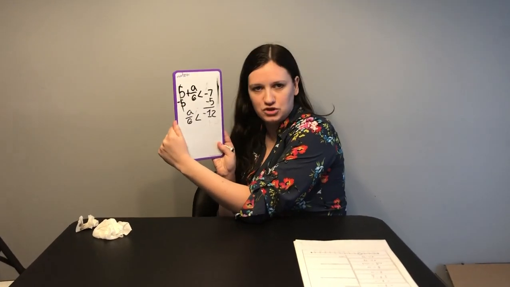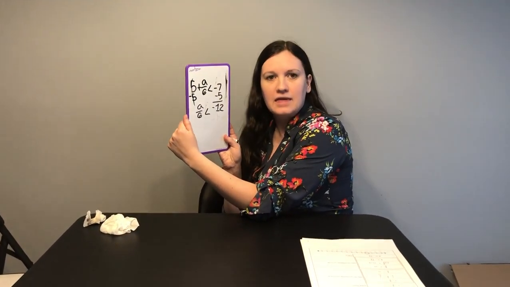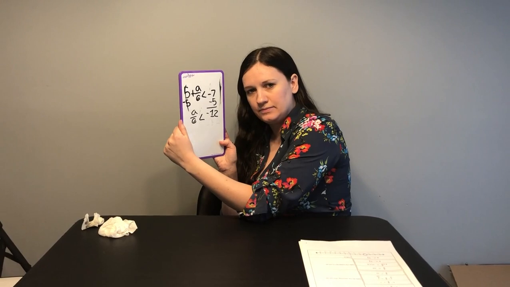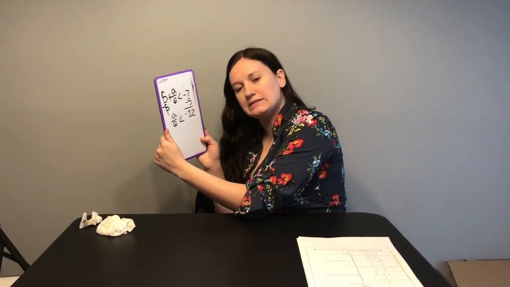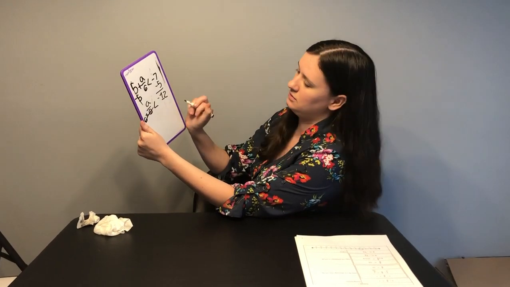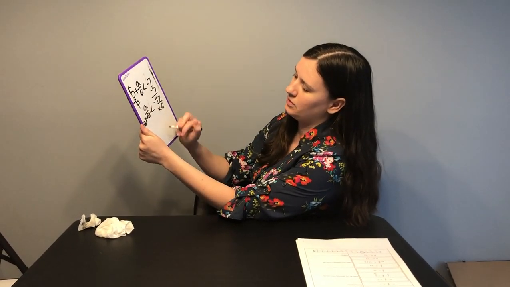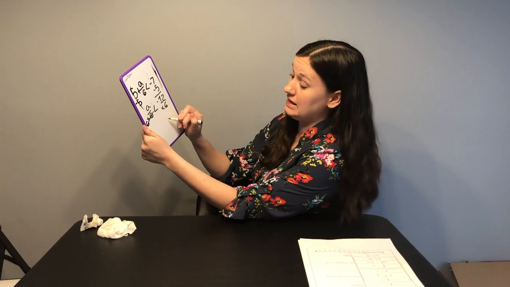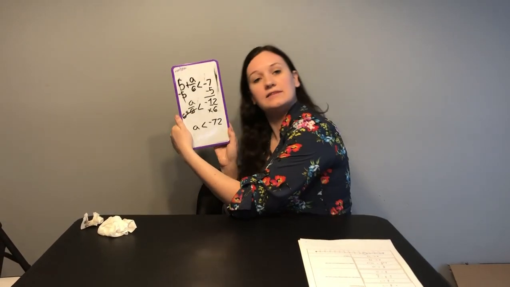Okay, so now what's stopping a from being by itself? The divided by 6. What's the opposite of divided by 6? Times 6. So we're going to do times 6 here, which crosses out, and times 6 here. Negative 12 times 6 is negative 72. So a is less than negative 72.